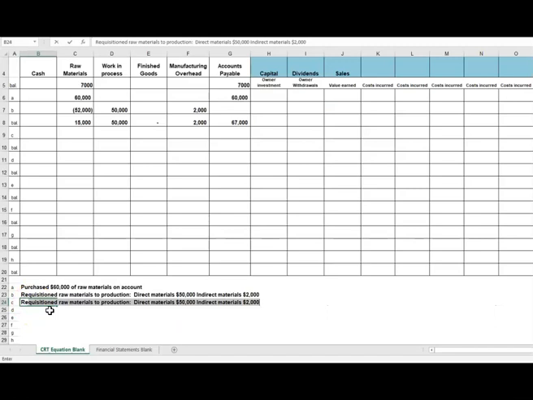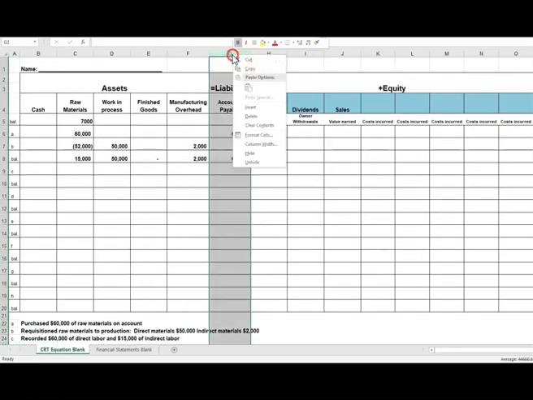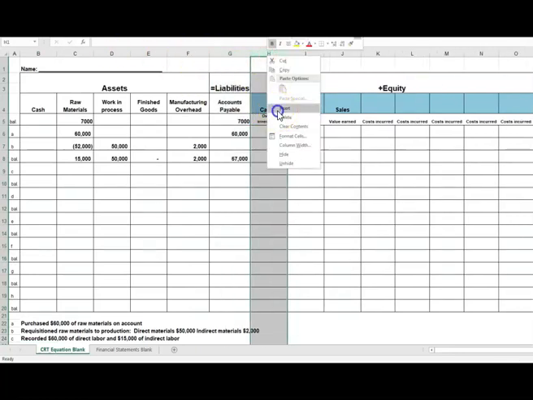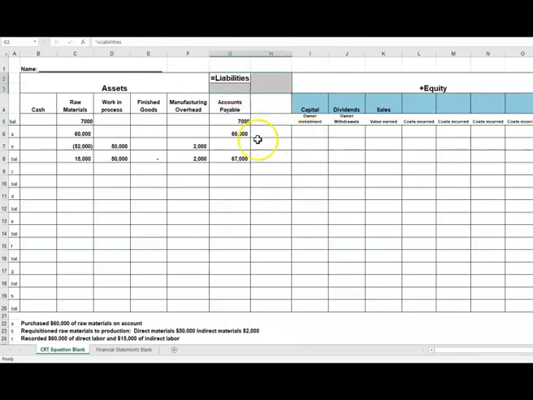All right, so this would look something like this. Recorded $60,000 of direct labor. That should have an extra 0 on it. Of direct labor. And $15,000 of indirect labor. And if it doesn't tell you otherwise, you can assume that you recorded it on account, which means salaries payable. All right, so we actually need a new liability here. So I'm going to add a new liability here, and we'll call it salaries and wages payable.